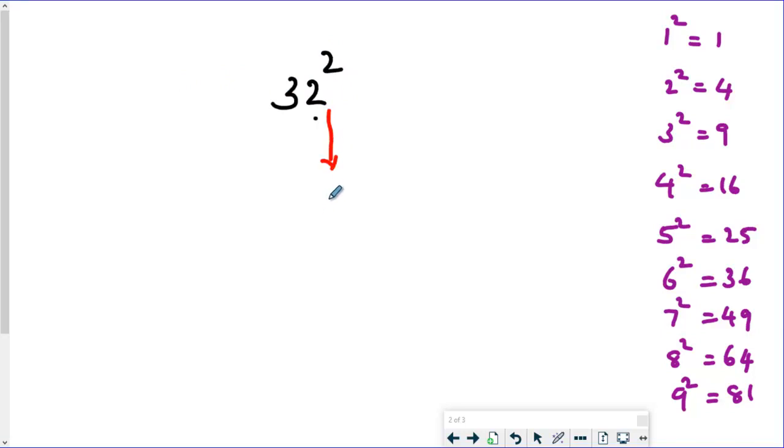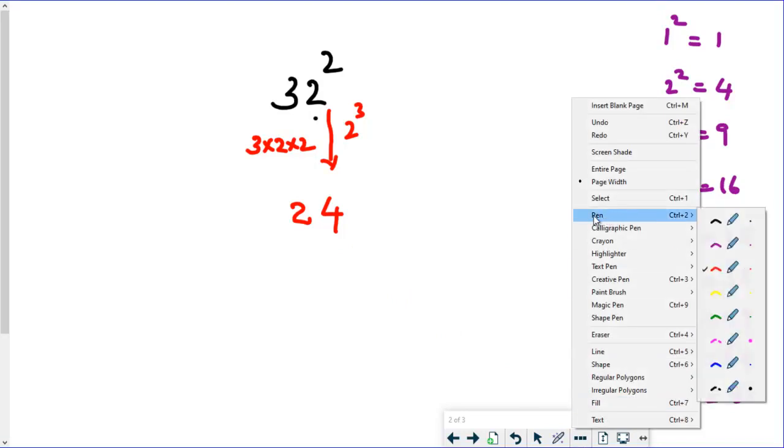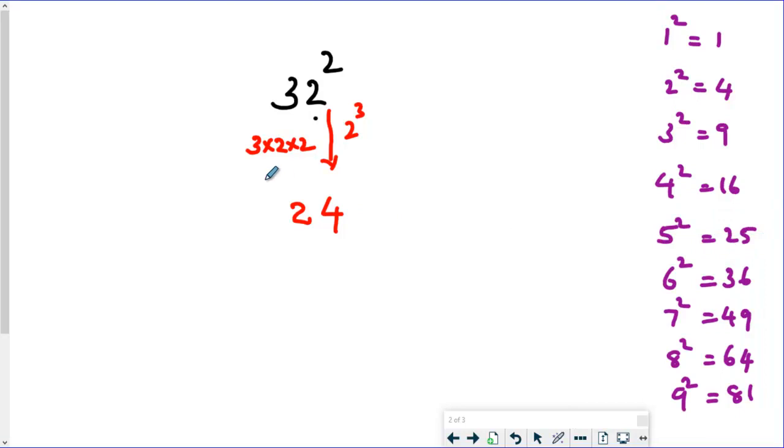Here we know 2 square is 4. First you have to take 2 square, that is 4. Now the next step is you have to multiply these three numbers, that is 3 into 2 into 2. 3 into 2 is 6, 6 into 2 is 12. You have to write 2 and 1 is the carry.